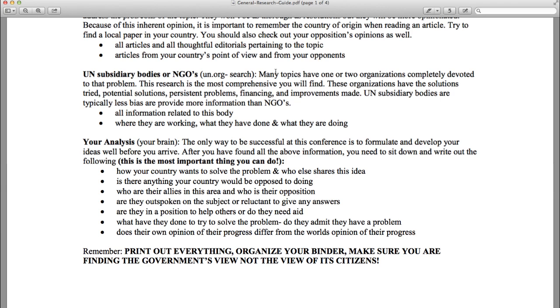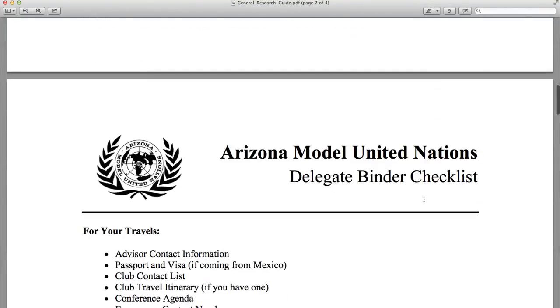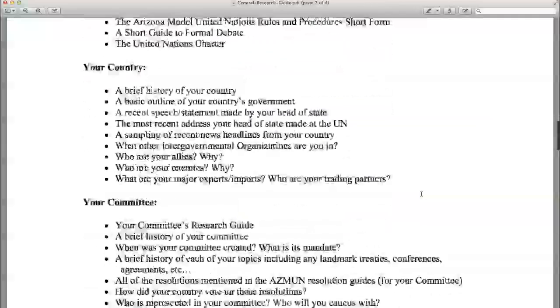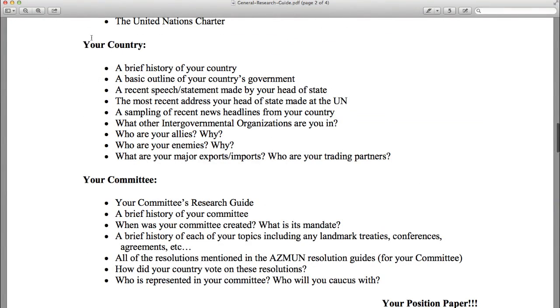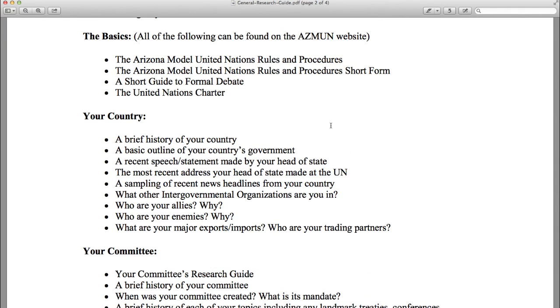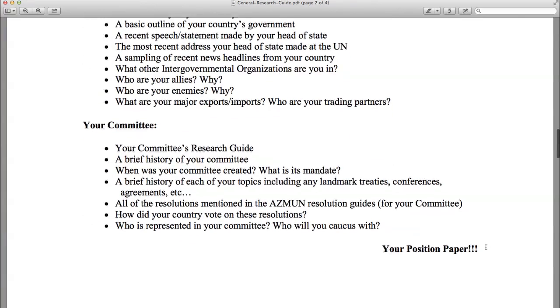As it says at the bottom in caps, as I've been saying, once again, I did not make these: print out everything, organize the binder, and make sure you are finding the government's view and not the view of the citizens. That's important. As we scroll through the rest of this, there is actually a checklist for your binder. A lot of this we don't really require you to have. I do agree with everything under your country, the basic outline, the brief history, just so you know what's going on. Of course, you already have a lot of the rules, procedures, and everything in there. The research guides, have all of this in your binder once again.